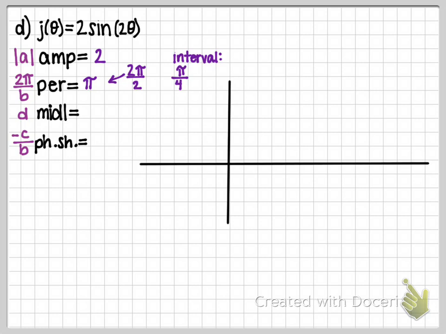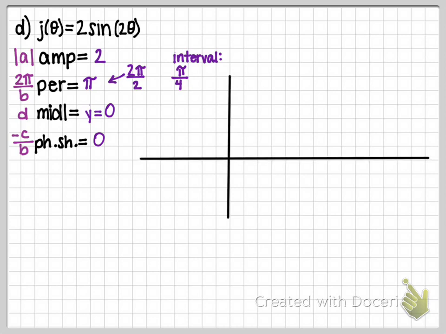The midline is the number that's added onto the end. There's nothing there, so our midline is going to be y equals 0. And we don't have a phase shift today. So here we go. 0 plus pi over 4 is pi over 4. Pi over 4 plus pi over 4 is pi over 2. Pi over 2 plus pi over 4 is 3 pi over 4. And 3 pi over 4 plus pi over 4 is pi. If you notice, we got real squished together right there.